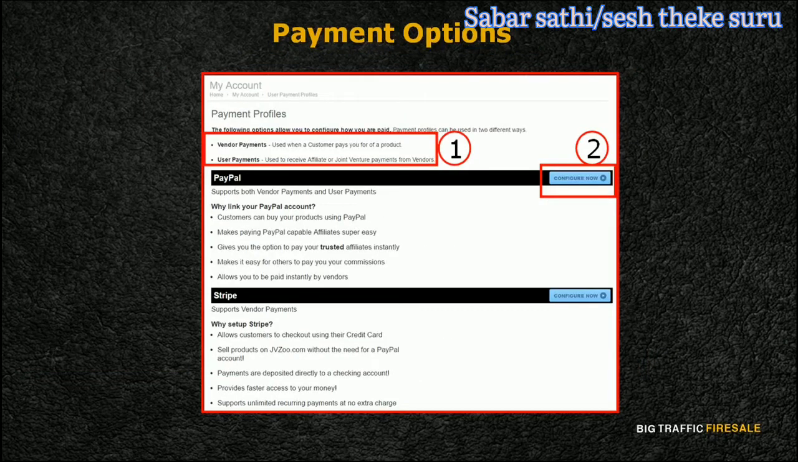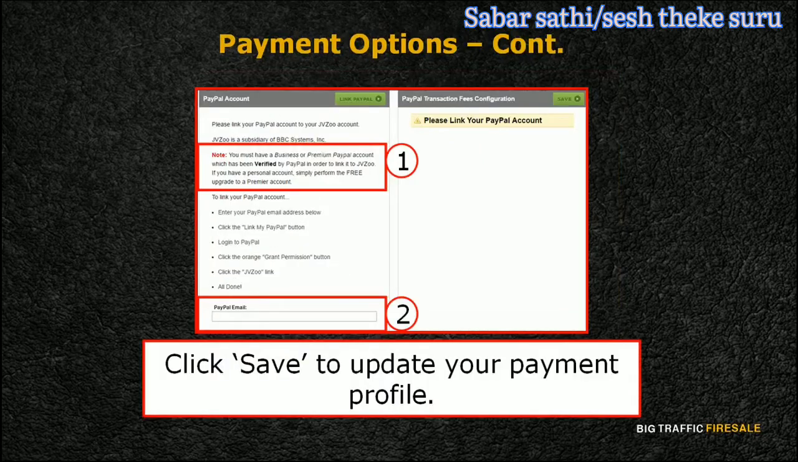jvzoo.com allows two configurations of payment. You would either receive payment when customers pay you using vendor payments, or using user payments, which is used to receive affiliate or joint venture payments from the vendors. Since you're a seller that wants an affiliate to earn traffic, it's recommended that you opt for the vendor payment type. Regardless, it's up to what works for your business best. If you're inclined towards PayPal, then simply click the option indicated. Clicking Configure Now will direct you to the next page. Simply follow the instructions to link PayPal to your JVZoo account.